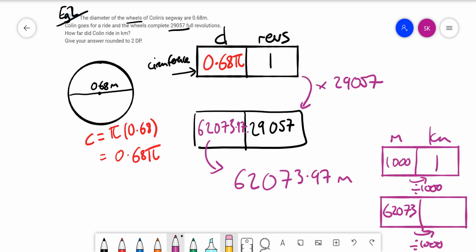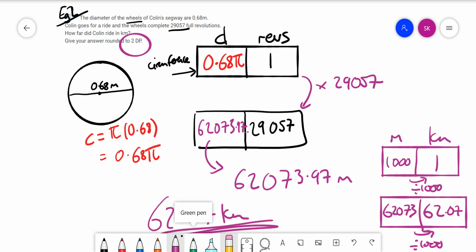We get 62 point... Have I started them in the middle of the box? 62.07. And it's only asking for 2 decimal places, so 62.07 kilometers. And that's it. That's how far Colin rode in kilometers. There's quite a lot to that question, so make sure you've written all the purple pen notes that you need to, and when you're ready for the next example, press play.